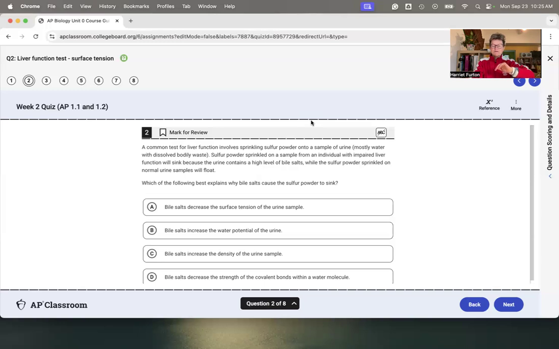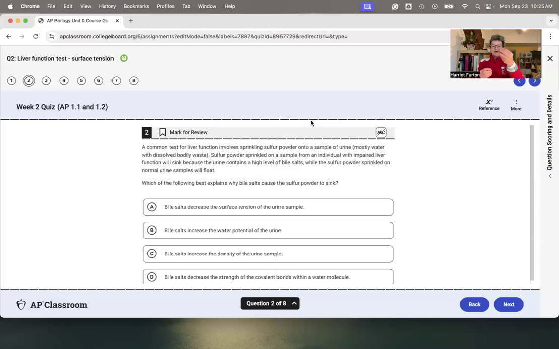on the top of the urine, because the urine contains a lot of water content, and the water makes hydrogen bonds with each other to increase the surface tension, so the sulfur powder does not sink down. On the other hand, if there's a ton of bile salt, the salt will break down into its ions, and the water molecules are going to surround the ions.